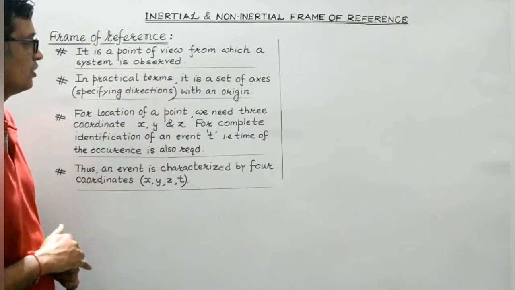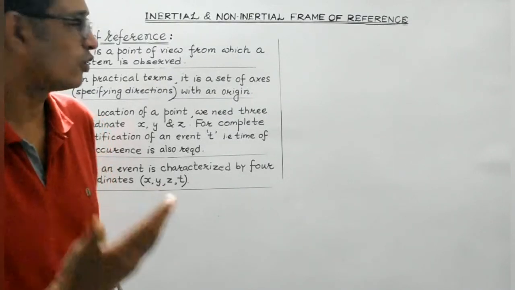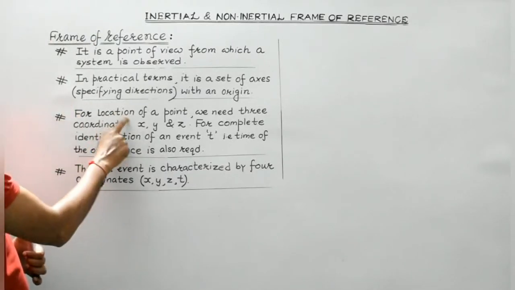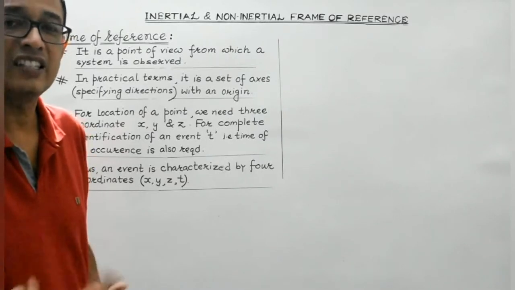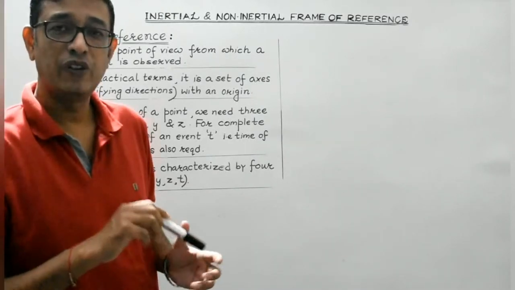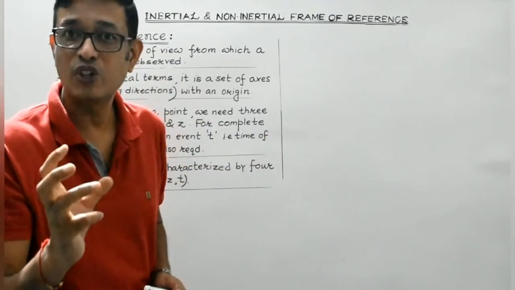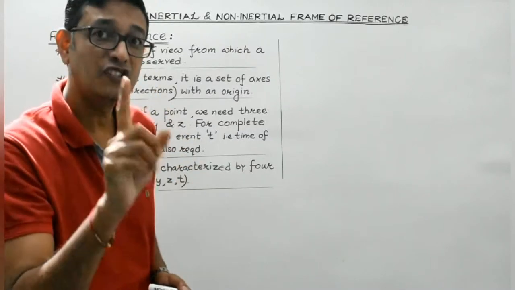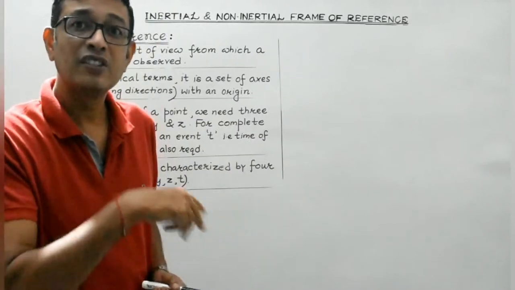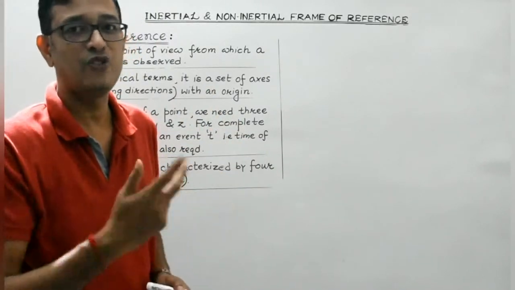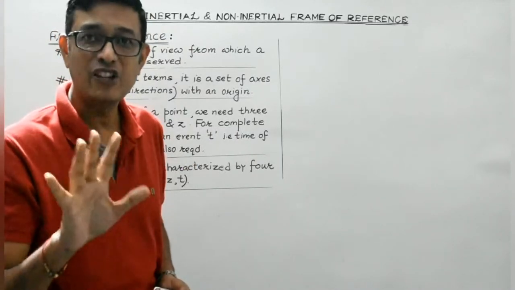In practical terms, it is a set of axes x, y, z with respect to the origin. For location of a point, as I have told you, we need three coordinates x, y and z. If the body is moving in one-dimensional motion, then only one out of these three coordinates is required to specify the position of an object that changes with time. In case of two-dimensional motion, out of these three coordinates, the value of two coordinates will change with time. And in the case of three-dimensional motion, all the three coordinates will change with time, isn't it?